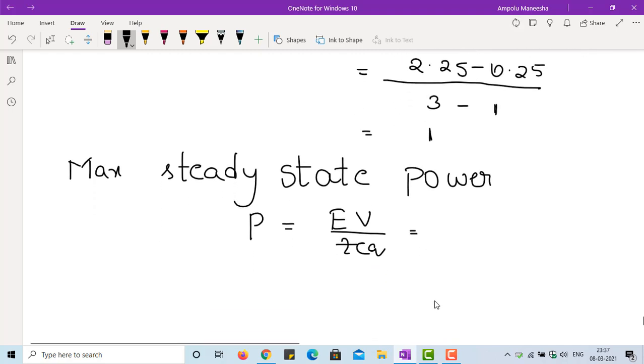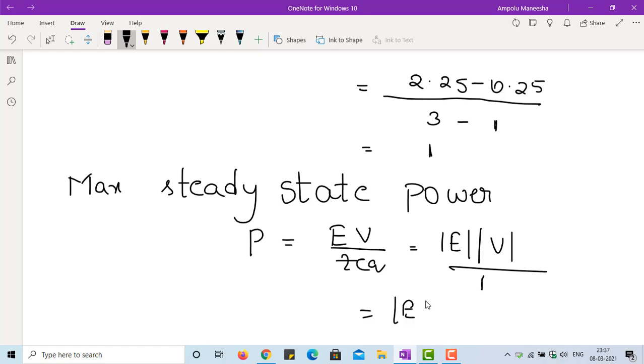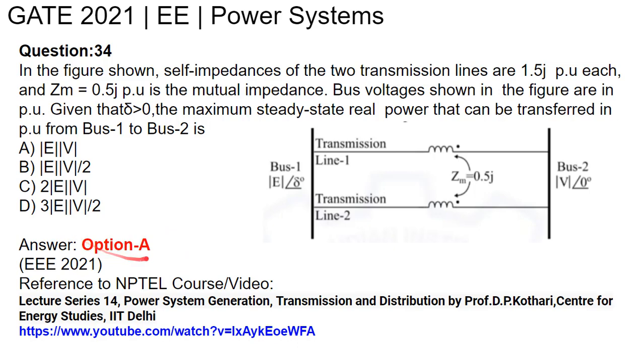So that is, E is E only, sending end voltage, receiving end voltage is V and the Z equivalent is 1. So that is equal to mod E into mod V. So the steady state maximum power is equal to mod E into mod V, so option A is the correct answer.